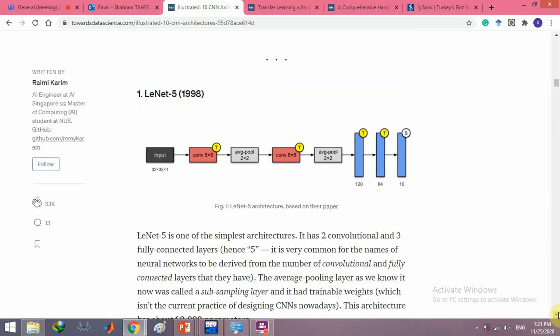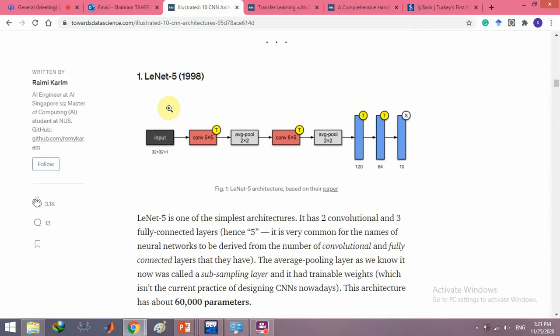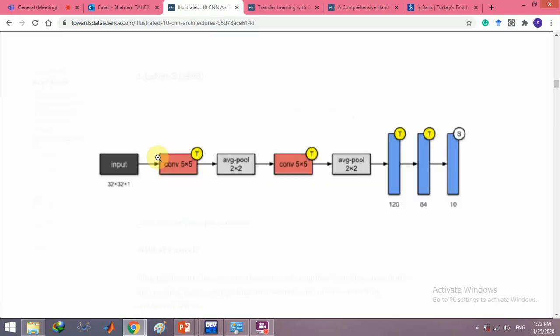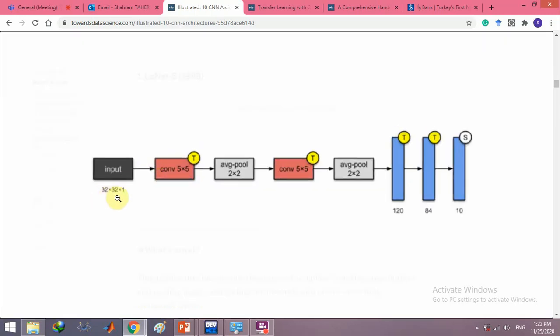Let's check the first architecture, LeNet 5. This is the first time that someone used CNN. In fact, the author of this paper introduced this convolutional neural network. The input image is very small. It's a grayscale image of numbers between 0 and 9. So the input image is 32 by 32 pixels, and as you can see, it is grayscale.